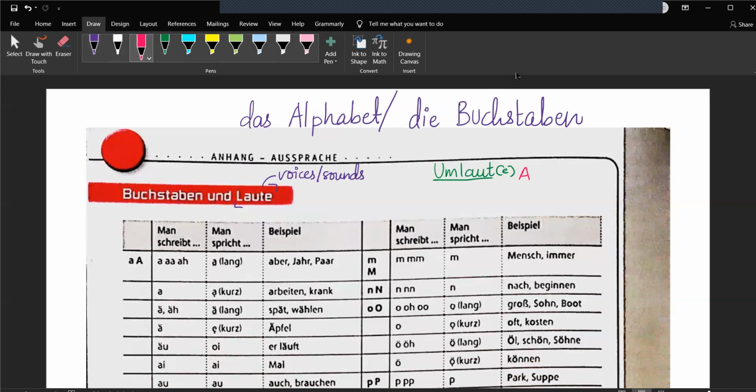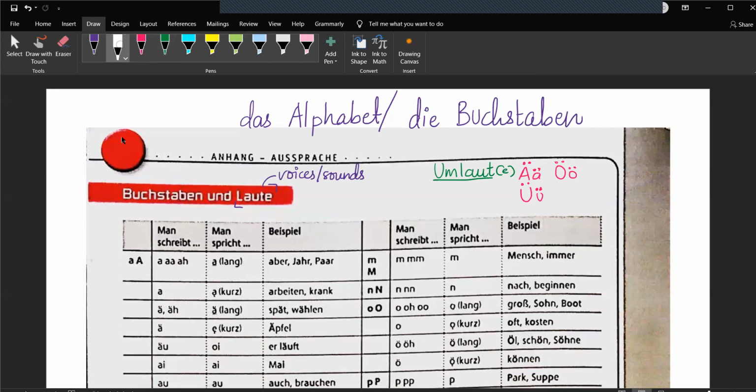So there is a umlaut, then there is o umlaut, and u umlaut. Only these three extra vowels are written the same way as they are in English. It's just that on the top of these three, we add two dots. So that's about the umlaut, or the vowel sounds.